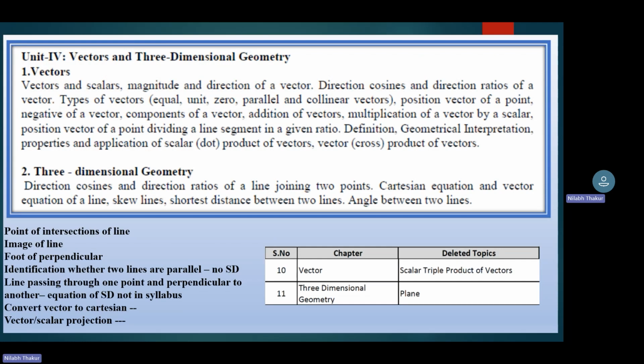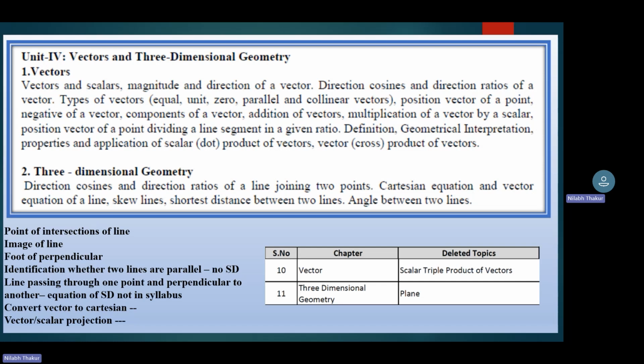Now, coming to the chapter on vectors and three dimensions. Coming to vectors, there is only the word projection in the NCERT textbook. You have to find the projection of A on B or B on A. But you have to read about the vector projection and scalar projection, though the words vector projection and scalar projection have not been discussed in the NCERT textbook.